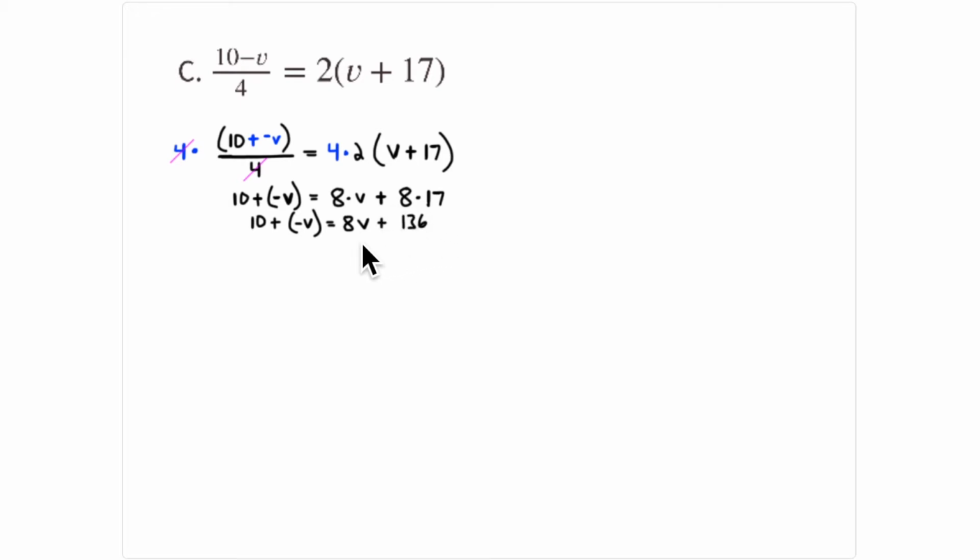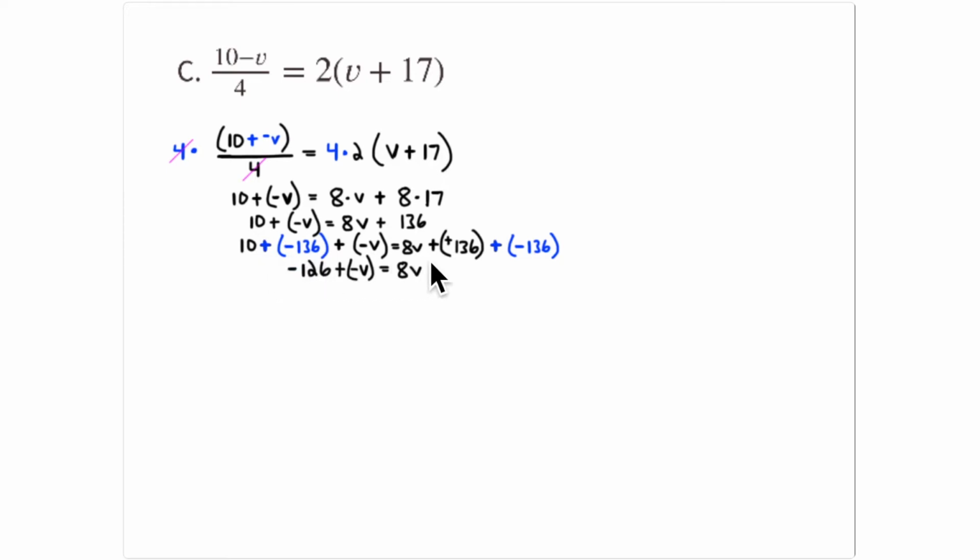And I want to get this 8v by itself. So I'm going to get rid of the 136 by adding the additive inverse of 136, which is a negative 136. You have to do that to both sides, and so you can almost think of that as this 136 moving over to the left side, but becoming negative because you're adding a negative 136 over here. So 10 plus a negative 136, and notice adding a negative 136 to 10, that becomes a negative 126 plus a negative v equals 8v. So you've gotten rid of this part.